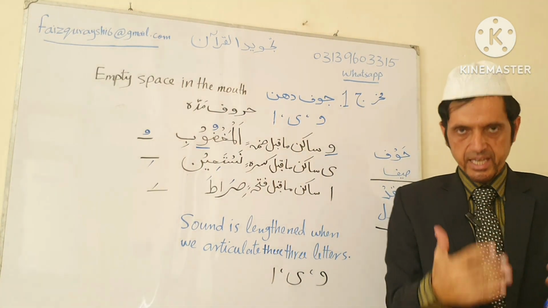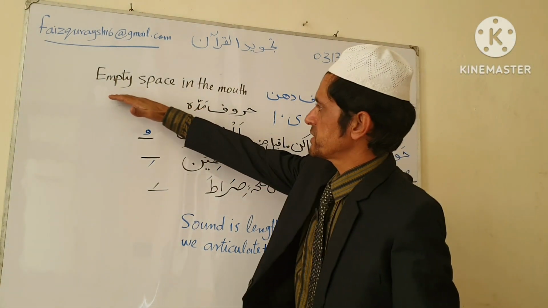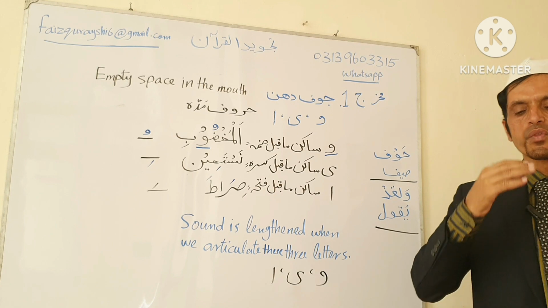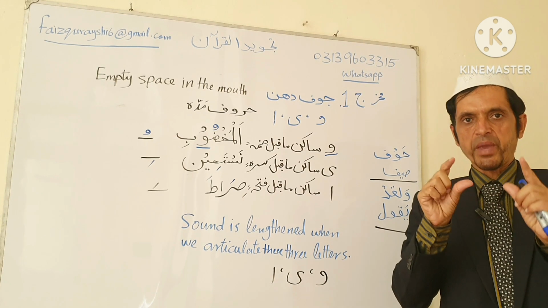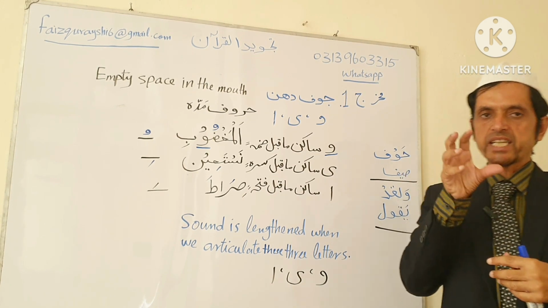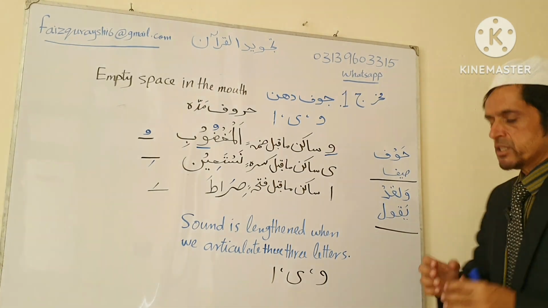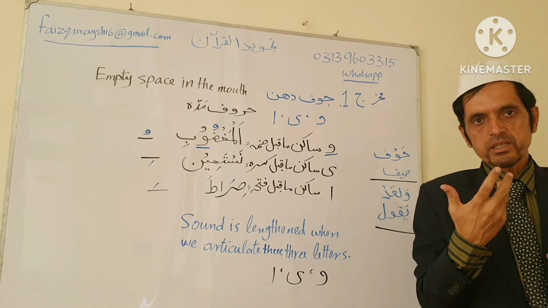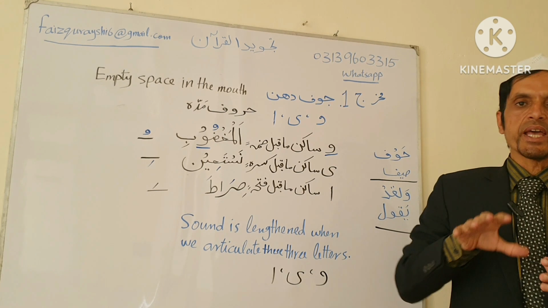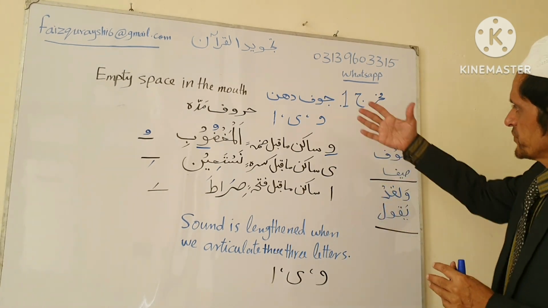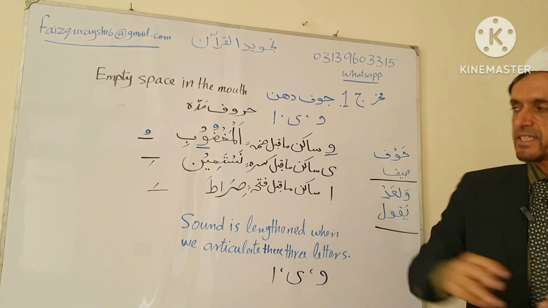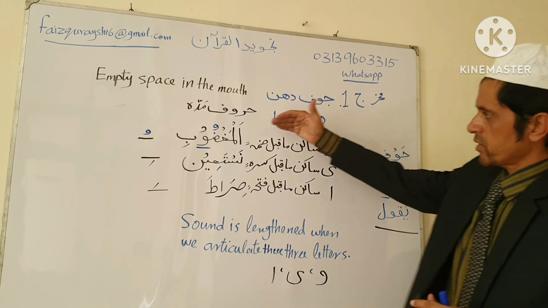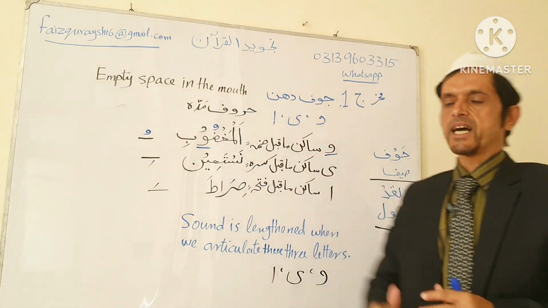What is Jawfi Dahan? It is the empty space in the mouth. When you close your mouth, you can find a space inside your mouth. That is called Jawfi Dahan. From this Jawfi Dahan, one sound comes out. From this place we can articulate these three letters, Waw, Ya, Alif, and they are called Hurufi Madda.